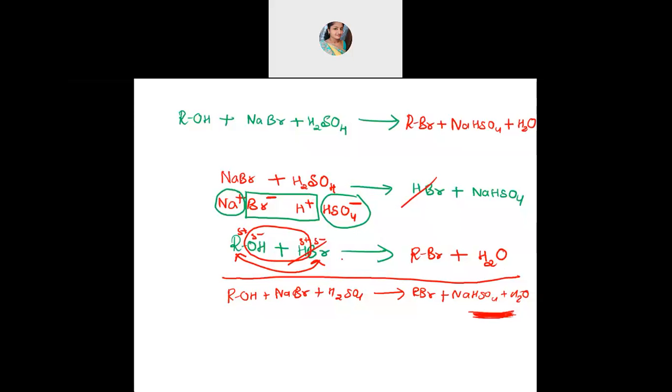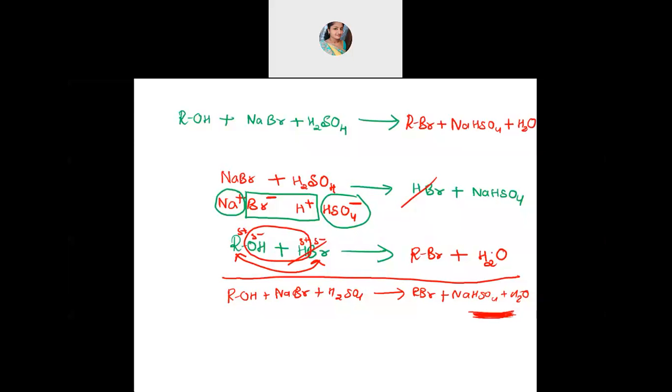Now, if this is a little difficult for you to remember because I gave it in two steps, this is how the reaction proceeds. First NaBr is made to react with sulfuric acid so that it will produce HBr, and NaHSO4 is a salt, so that salt anyways will not react. HBr is more reactive. So HBr will react with the alcohol immediately to give you RBr plus water.